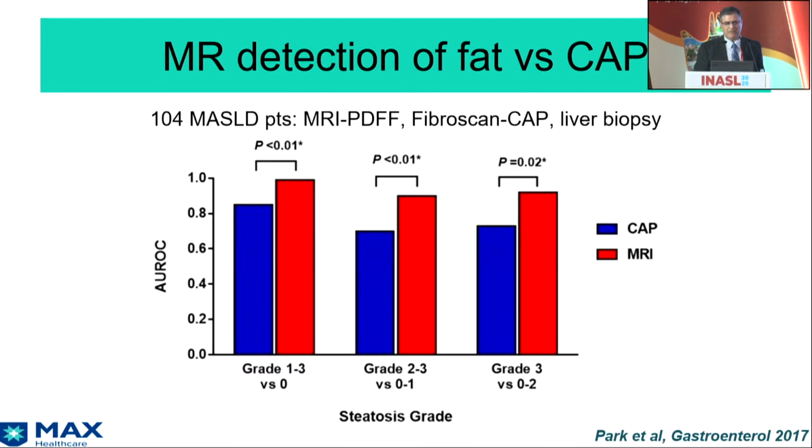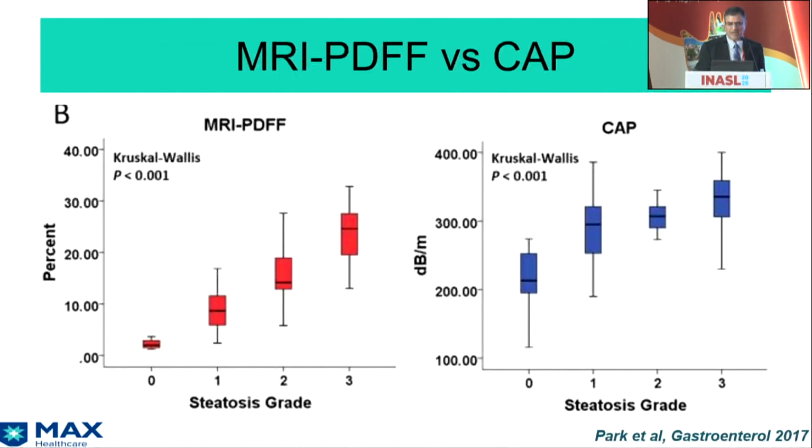And this was a study which compared MRI PDFF with FibroScan CAP, and obviously its performance was much better at all grades of fat. And the discrimination of the S1, S2, S3 was also significantly better than CAP. So if we do want to follow how much fat is there, how much of it is disappearing or increasing, I think we need to have a more precise tool, and MRI PDFF scores over CAP for that.